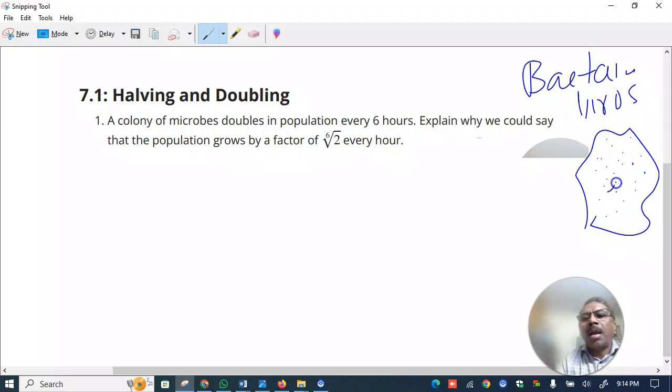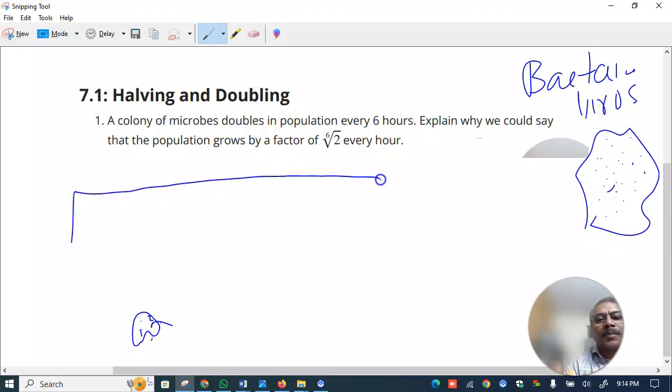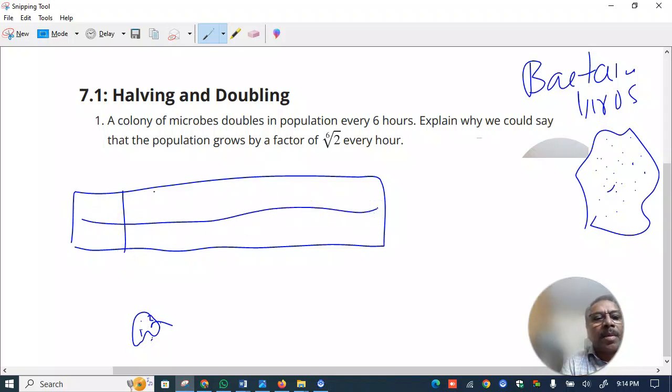So there is a colony, let's say this is a colony in the beginning, and every 6 hours it doubles. So I need to make a table. In the beginning, the question does not tell you what the population of microbes was. So I'll just take one example and say, let's say there were 100. I'll make my own. So 100 microbes in the beginning.